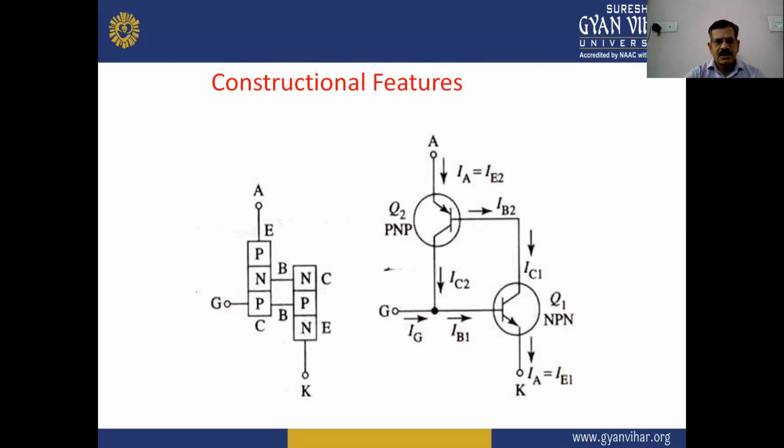There are some constructional features of the SCR. In this constructional feature, generally two transistors are connected to each other. Here transistors Q1 and Q2, two transistors. That is, one transistor is NPN and second is PNP. The transistor Q1 is connected to the base of the transistor Q2 by the emitter terminal, and transistor Q2 emitter is connected to the base of transistor Q1. So this is the construction feature of the SCR.